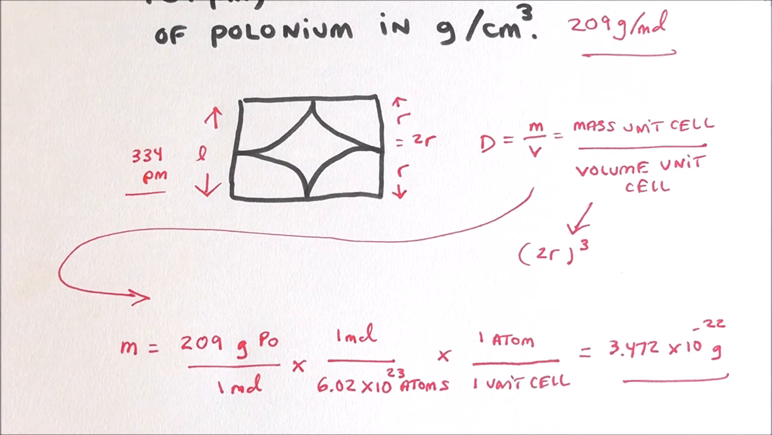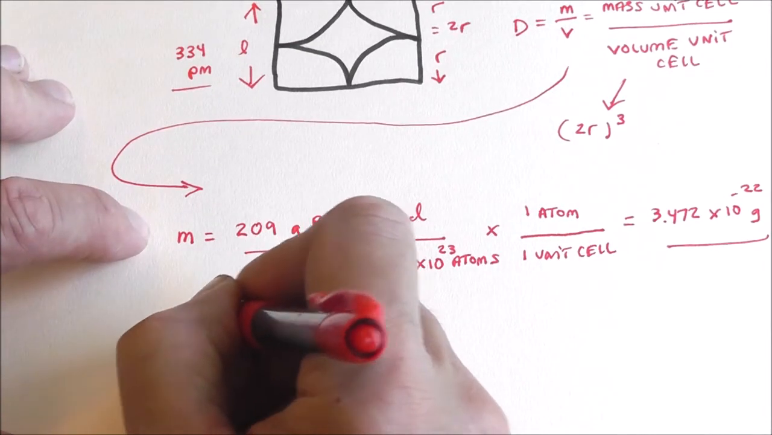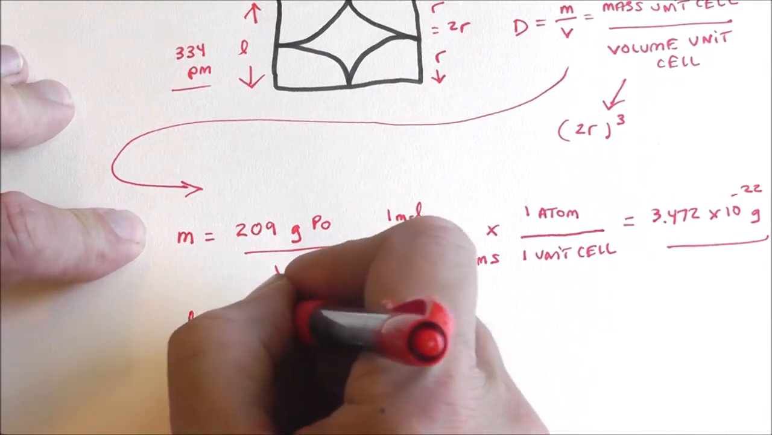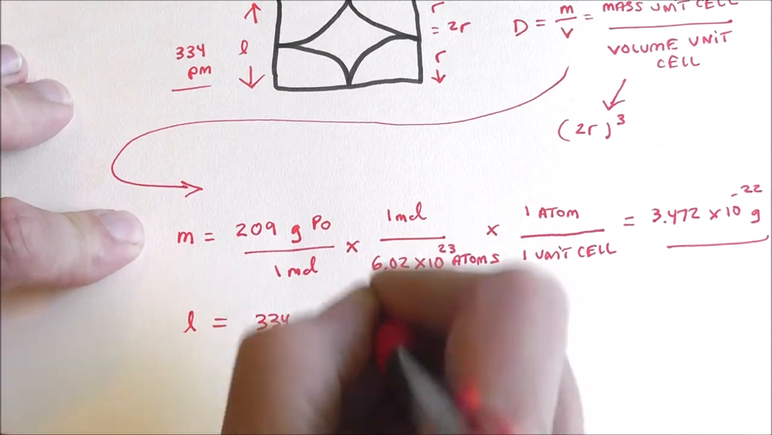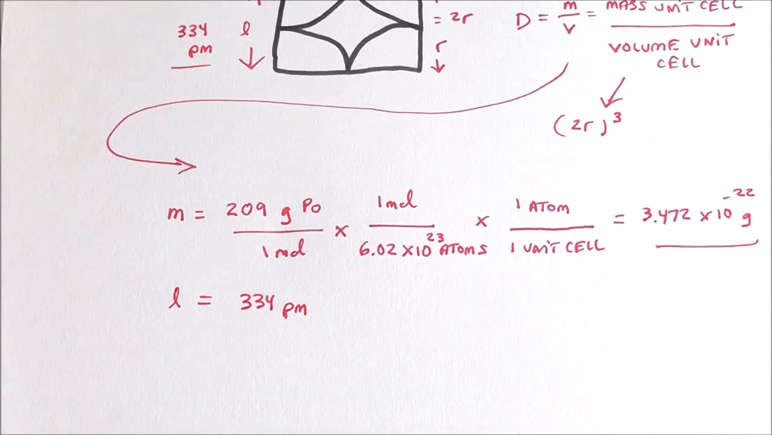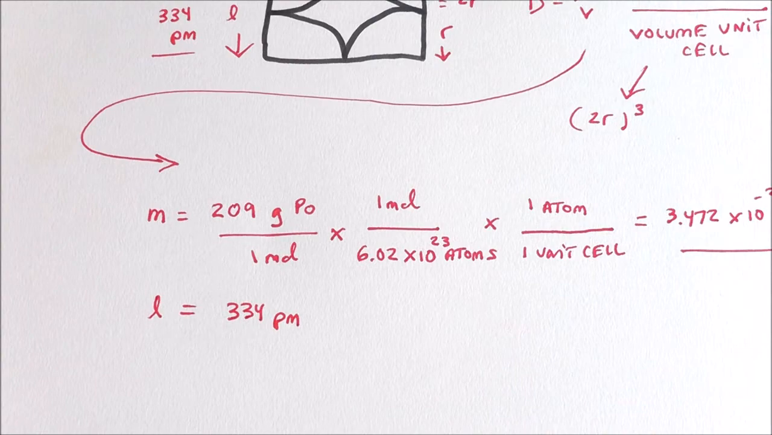Now, before I do the 2r cubed, I like to convert picometers to centimeters cubed, and then I can proceed that way. Because when you cube 334, it's going to be in picometers cubed, and then converting cubic units to other cubic units, there's more chance that you're going to commit an error. So what I'm going to do is first convert L, 334 picometers. Okay, back to good old Gen Chem 1 and the SI system, right?